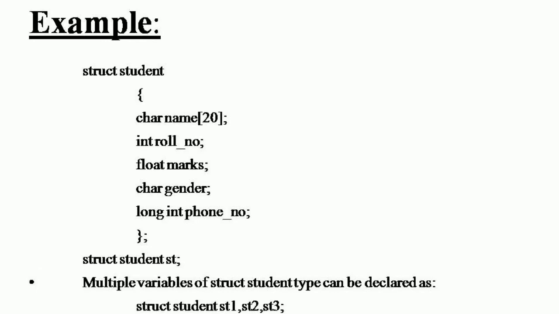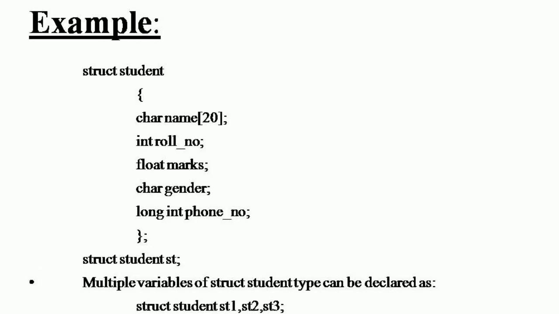Struct student. Multiple variables of struct student type can be declared as struct student st1, st2, st3. st1 means student 1, st2 means student 2, st3. Struct student st1, st2, st3, ended with a semicolon.